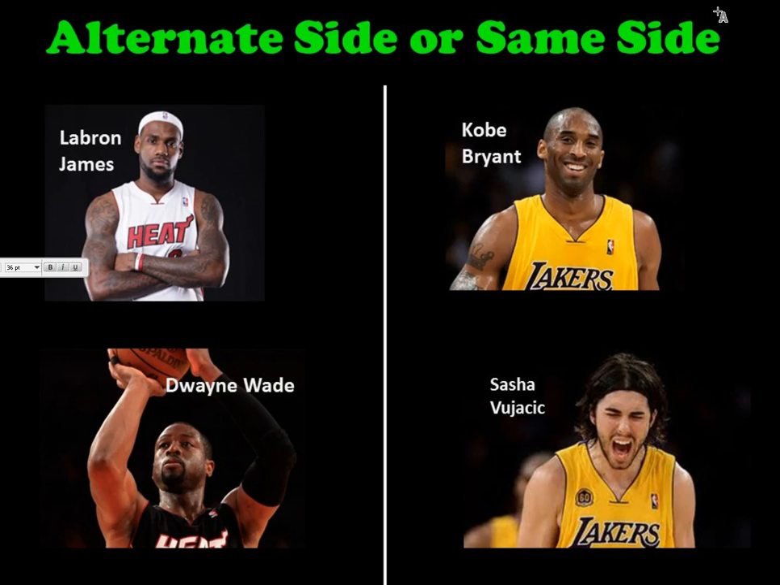Let's also think about alternate and same side. If they're on the same side of the transversal, they're on either the right side or the left side. Or we have alternate sides. LeBron and Kobe are on alternate sides, opposite sides of the transversal.